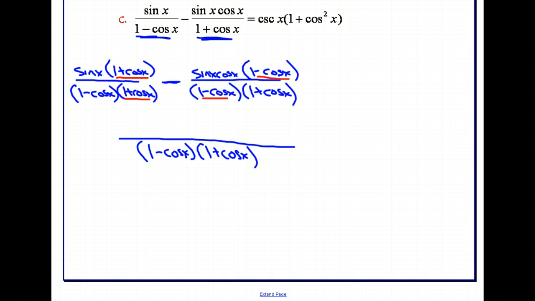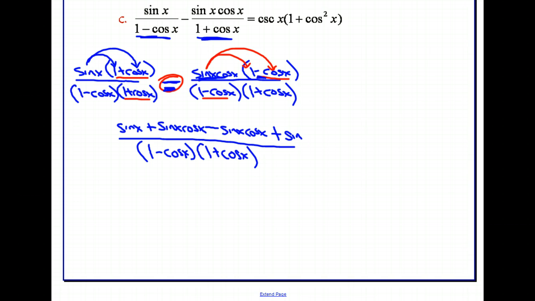So I'll keep my bottom. And now I can actually subtract these fractions, and I'm going to distribute as I'm doing it. So I get sine x plus sine x cosine x. And now for my second fraction over here, when I distribute, and don't forget we've got this negative in front, I get minus sine x cosine x times 1. And then I've got minus a negative, so I've got plus sine x cosine squared of x. And it's kind of starting to take shape just a little bit.